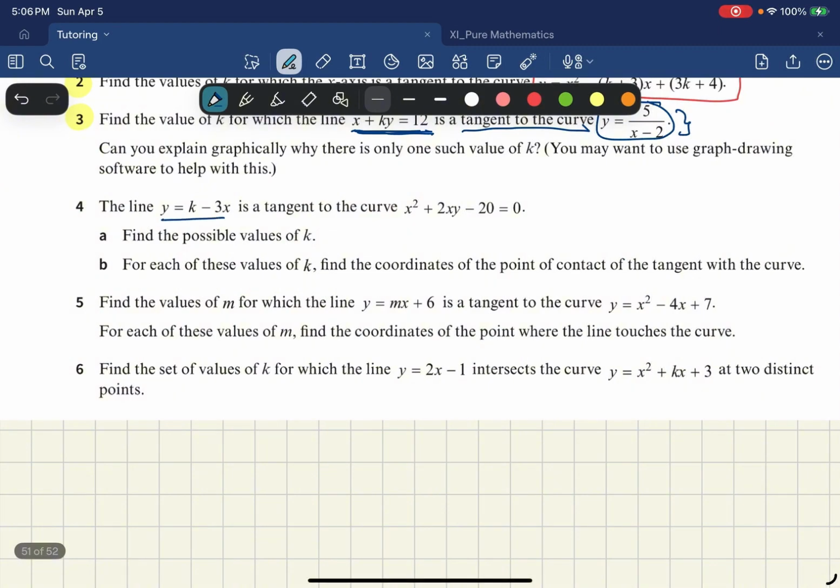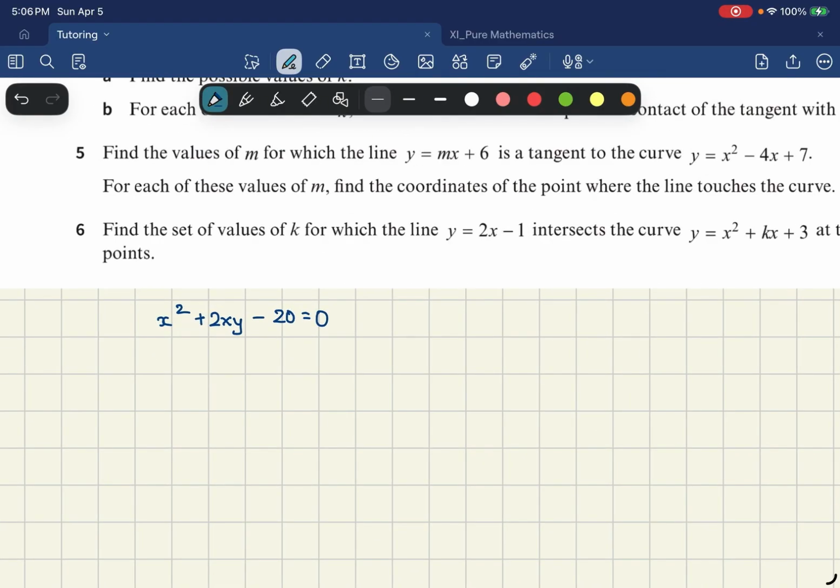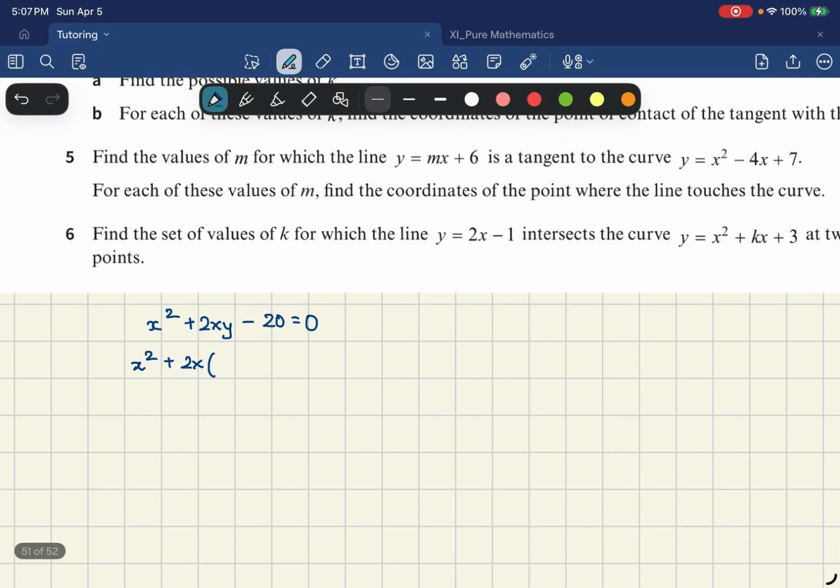All right. So question 4. You have this line is a tangent to the curve, right? So we can just substitute the information. x squared plus 2xy minus 20 is equal to 0, and we know what y is. So x squared plus 2x times y, which is k minus 3x, minus 20 is equal to 0.